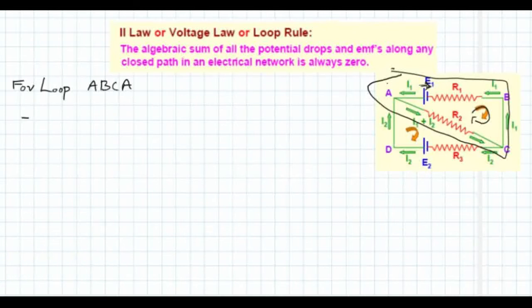So for the loop ABCA, we can apply this Kirchhoff's law as minus E1. Why is it minus E1? Because this is the clockwise direction, and in the clockwise direction we move from positive to negative. So the final destination is negative, so it is minus E1. And there is no other source of EMF in the closed path.